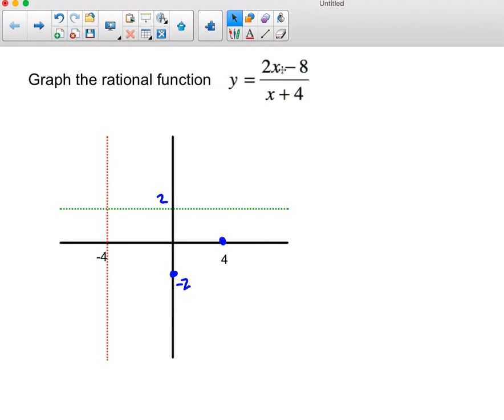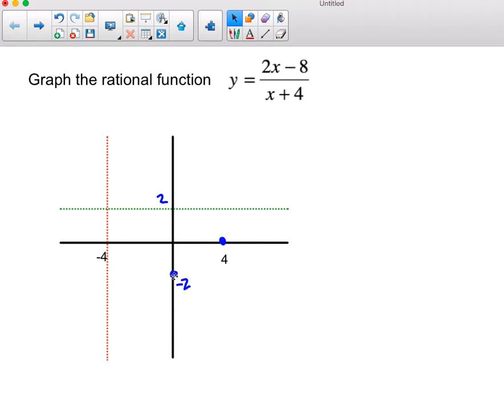This is also a linear function over a linear function. So this graph will look like a linear reciprocal. We're just going to have the two single arms on each side, except for the fact that our horizontal asymptote has moved away from the x-axis.